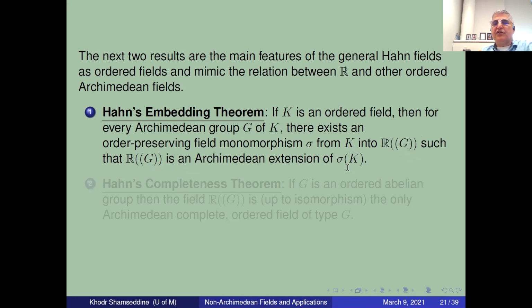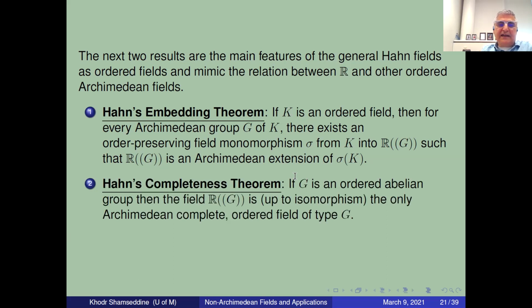So what this says is, if you have an ordered field of type G, you can embed it into the general Hahn field R of G. Like you can embed any Archimedean ordered field in R. And the next one is Hahn's completeness theorem, which says that R of G is, up to isomorphism, the only Archimedean complete ordered field of type G for any ordered abelian group G. So this is similar to saying that R is the only Archimedean complete ordered field of type 0.